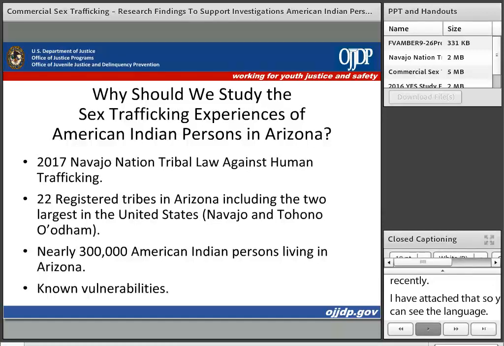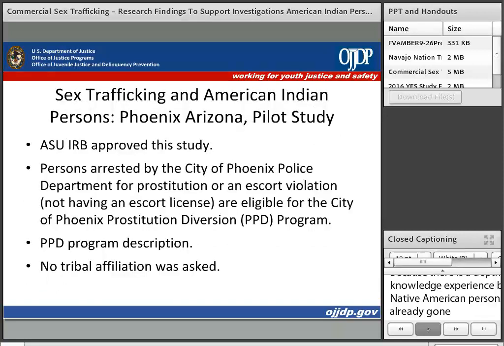We also have 22 registered tribes in Arizona, with the Navajo and Tohono O'odham being the two largest in the U.S., and we have nearly 300,000 American Indian persons living in our community. Because there is a depth of knowledge about vulnerabilities experienced by American Indian persons already done about child welfare, sexual abuse, and child maltreatment, we know there are particular vulnerabilities for this work, and we are working with members of our community to find ways to integrate conversations about sex trafficking into other types of prevention work.